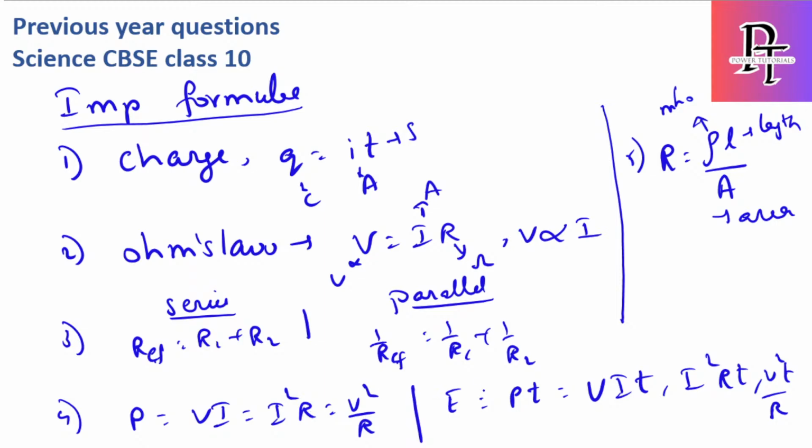Then we have the energy formula. Energy is equal to power into time. The power formula we already know, which is VI, I square R, or V square by R. So the same applies here, you will get I square RT, V square by R into T, or VIT.